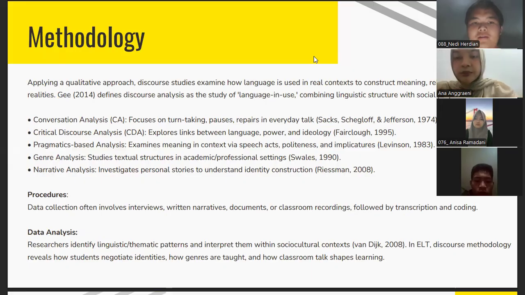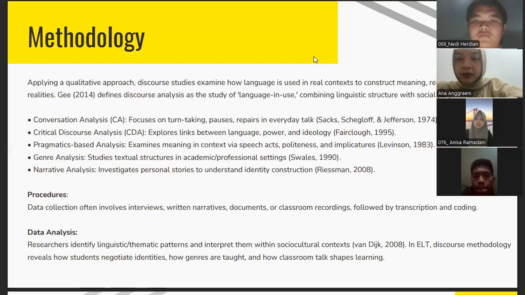Gee 2014 described discourse analysis as the study of language in use. This means we don't only look at grammar or structure, but also at the social purpose of the language, how it's used to influence the text, to show power, or to express identity.